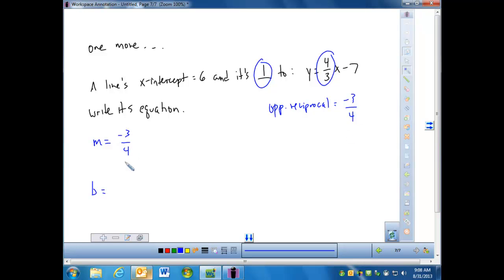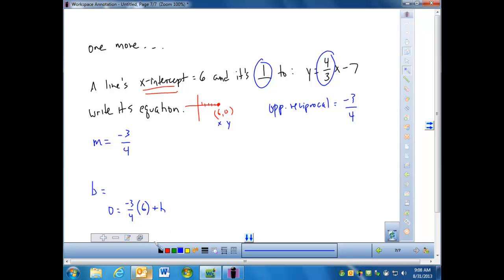X-intercept is 6. So think about what that means. That means that our line crosses the graph on the x-axis at 6. So I've really just given you a point. The point is what? 6, 0. Now there you go. You've got your x, you've got your y, you've got your m. Go ahead and plug those in. 0 equals negative 3/4 times 6 plus b.